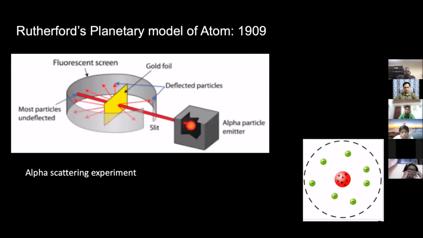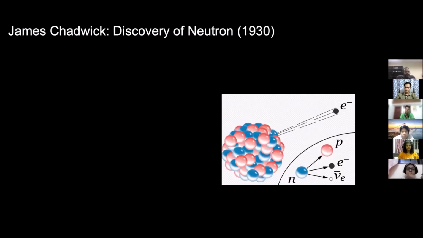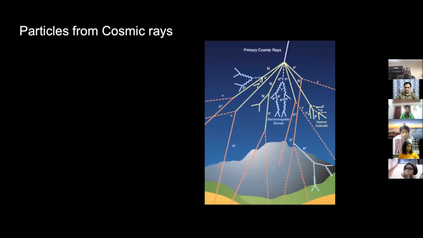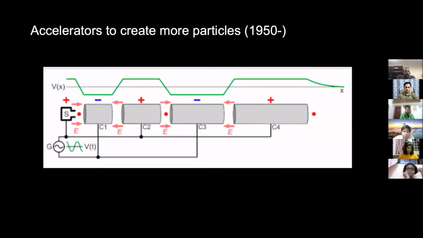And we also reviewed this particularly interesting experiment done by Rutherford, the alpha particle scattering experiment. And the discovery of neutrons, then people also discovered cosmic rays. Once we started measuring cosmic rays, we also found a lot of new particles coming from them. So we understood, oh, it's not just neutrons, protons, and electrons. There are also other particles in nature. It was just a matter of looking for them. And then we also discussed how people started building accelerators to make these new particles discovered in the cosmic rays in a laboratory environment.